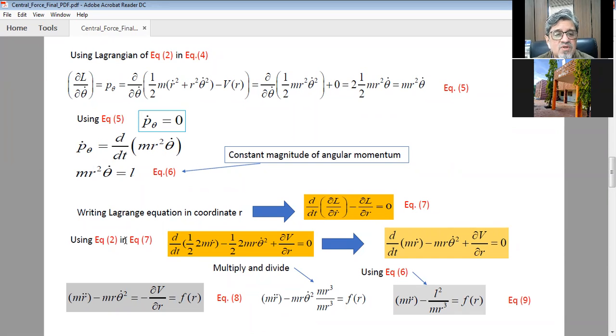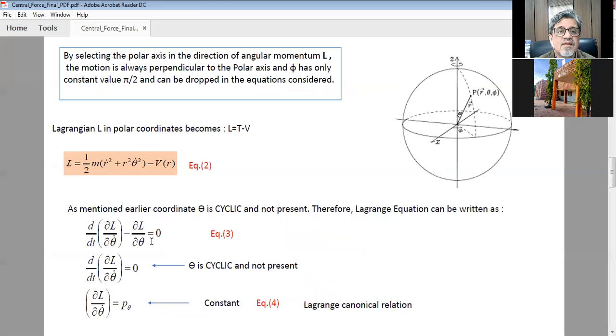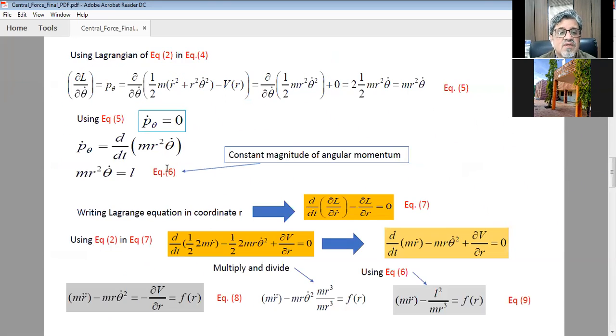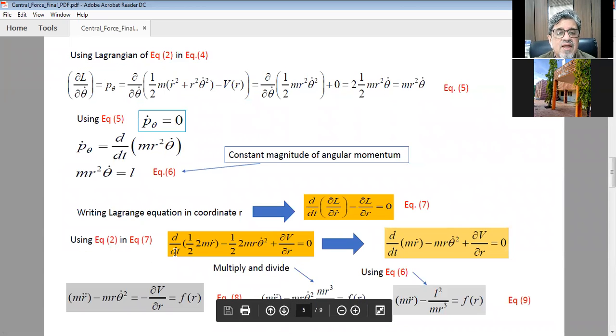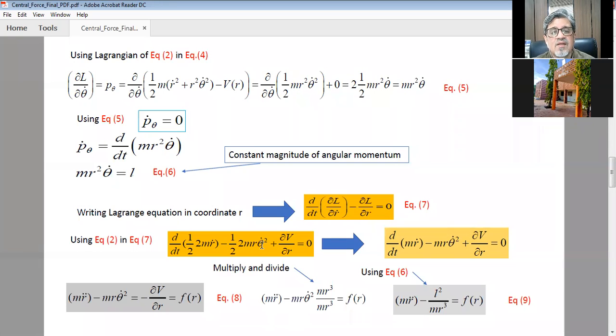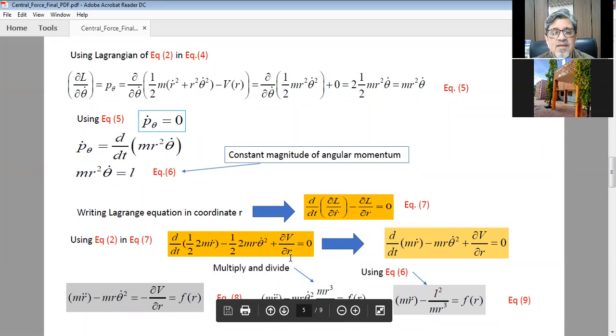Now using equation 2 in 7. Again, the same equation, equation number 2, we are using in equation number 7. So d/dt of (1/2 m r dot squared... minus 1/2 m r squared theta dot squared) plus del V by del r. Now this is nothing but, m r squared will cancel out, so d/dt of m r dot minus m r theta dot squared plus del V by del r.